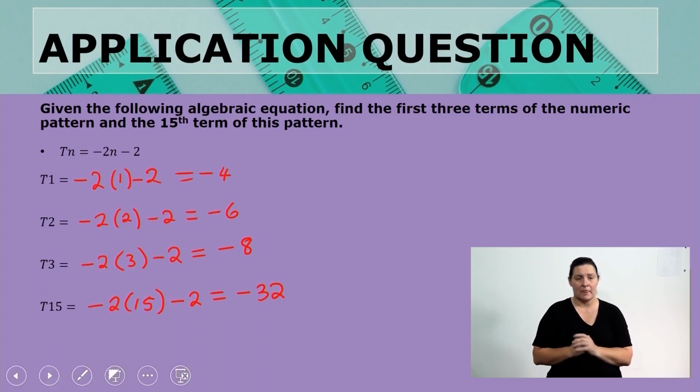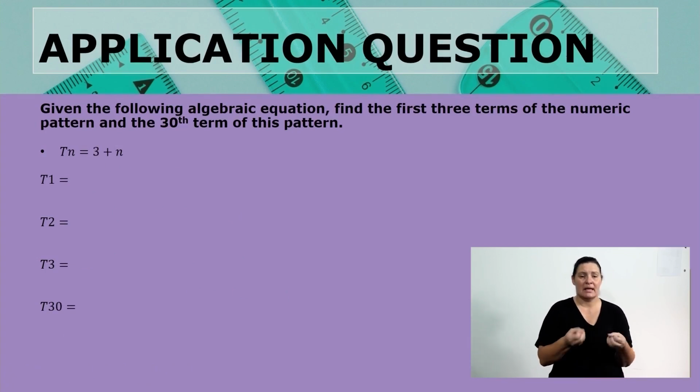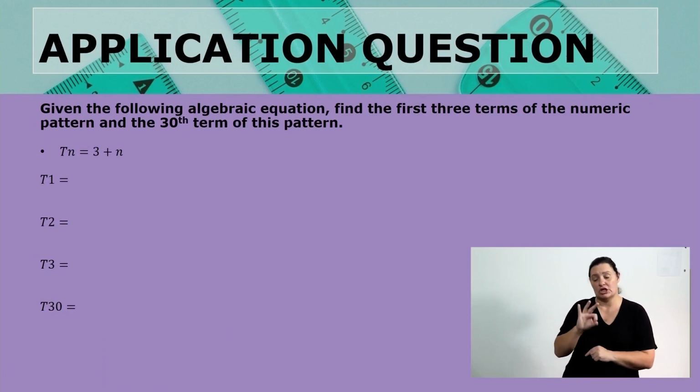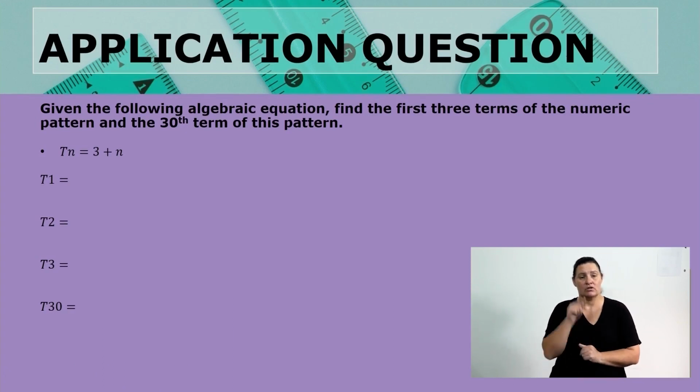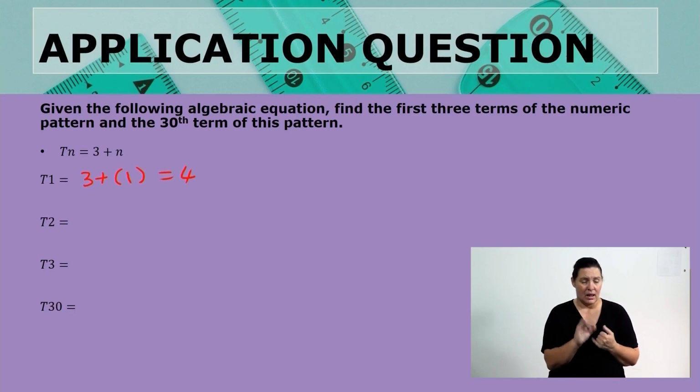Okay, let's look at the next one. We are doing the same thing, but now we are given a different equation, and in the end, we are going to find the 30th term. So, this is going to be 3 plus 1, and that is a 4. Can you see how I am still placing the number in brackets so that it does not confuse us?